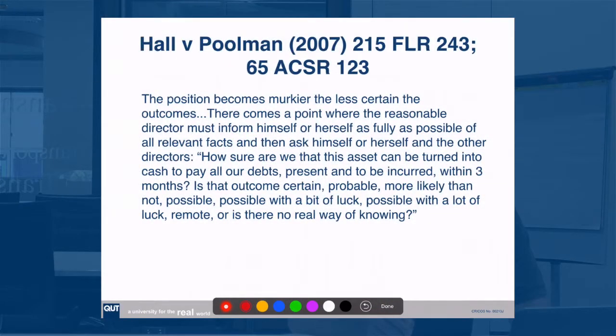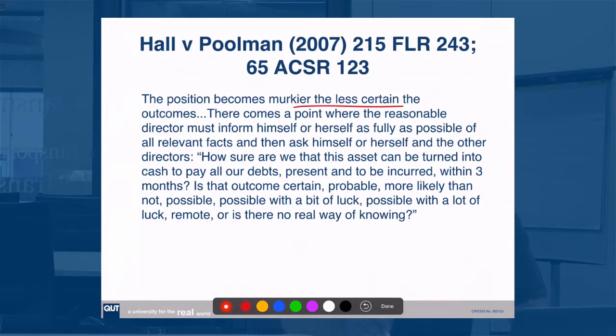Okay, so to try and unravel this, the judge comes up with this different example. The example he uses is, well, imagine you owe a debt of $1 million and imagine you've got a block of land that's valued at $1 million. Are you solvent or not? And so this is the problem that he's trying to analyse. Are you solvent or are you not in that situation? And as he's got here, the position becomes murkier the less certainty that you have.